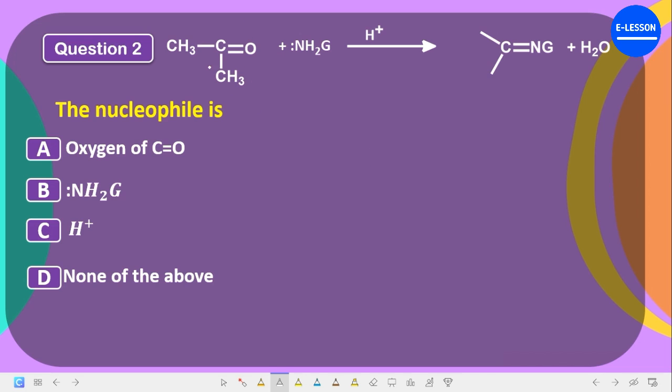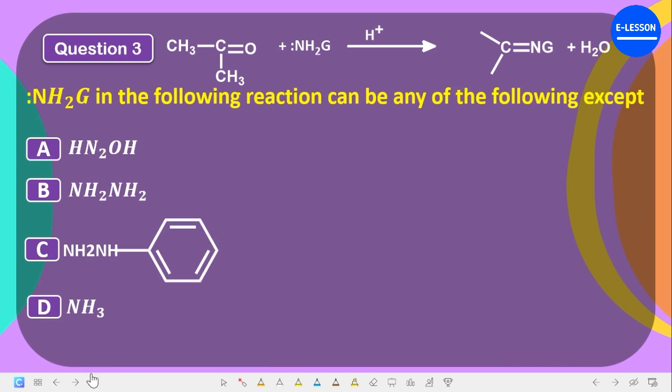Okay, now which of the following is a nucleophile in this reaction? Now this is the substrate, this is what is reacting. Now this group here is called the nucleophile. So the correct answer is what? That is the nucleophile in this compound. Option B is the correct answer. Now let's look at the next question.